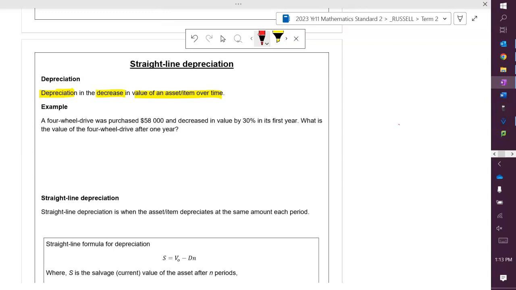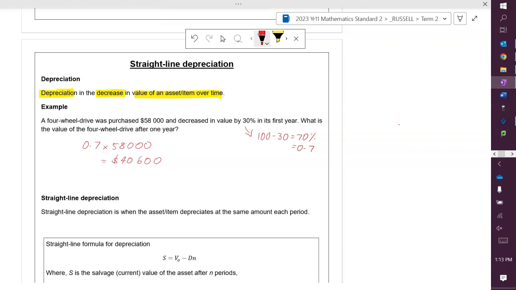So if we're looking at a four-wheel drive that was purchased for $58,000 and decreased in value by 30% in its first year, what was the value after 1 year? We think of 30%, that's 100 minus 30, leaving us with 70%, which is 0.7. Talking about those decimal multipliers, which we've looked at already, it means I'm going to multiply my 70%, because I want to know what 70% of this is, because it's lost 30%, of my 58,000.